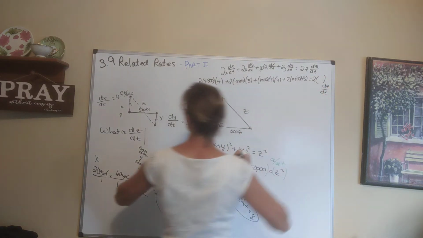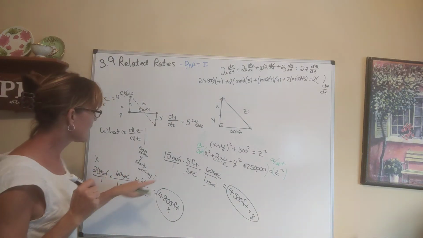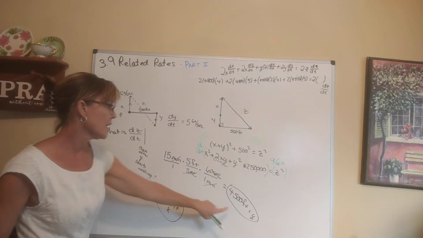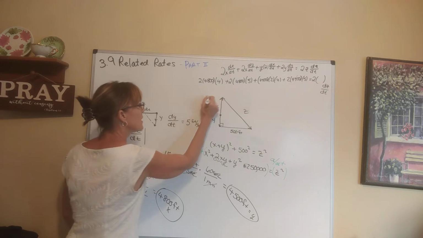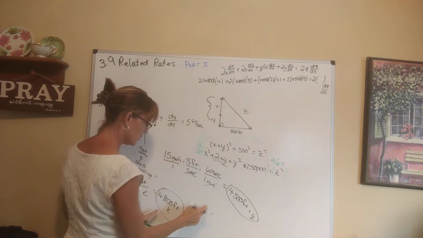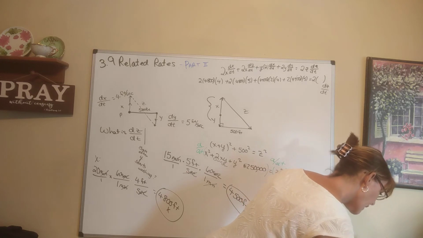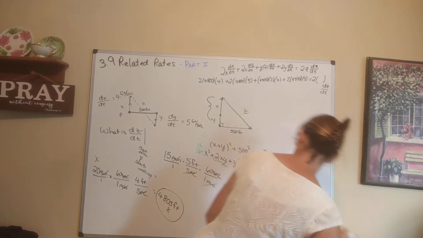Uh-oh, we don't know z. Can we figure out what z is at this moment in time? Well, at this moment in time, x is 4,800 and y is 4,500. So we know the length of this is going to be x plus y, which is going to be, what is that added together? Did I write that down? Well, let me just add it together.